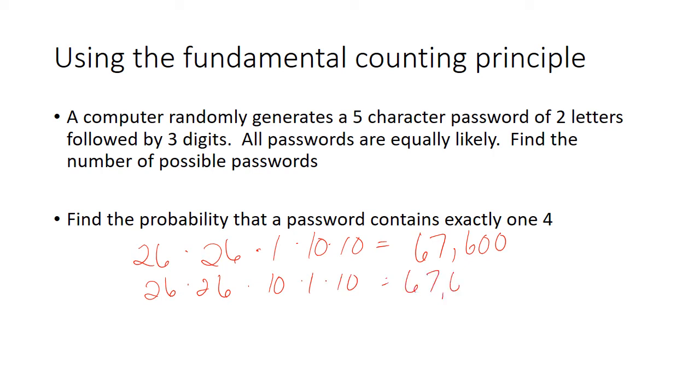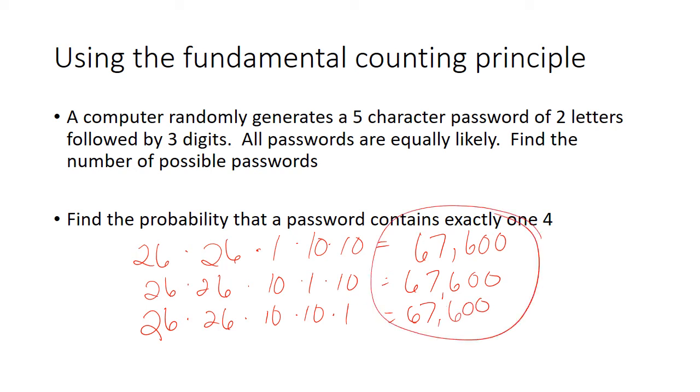So if we have our 26 times 26 times 10 times 1 times 10, that's going to give us the same number. And then our 26 times 26 times 10 times 10 times 1 would also give us the same number. So I'm going to take these three and add them up. So the possibility of getting exactly 1/4 is going to add those up.